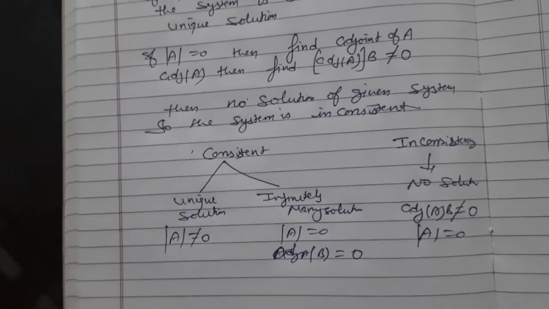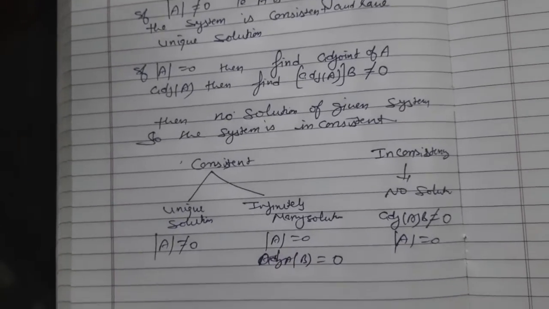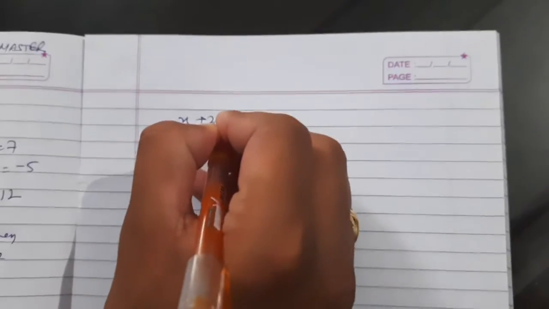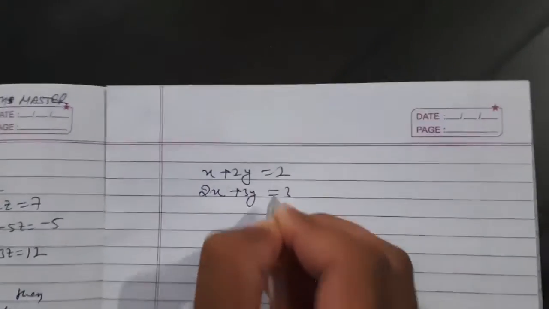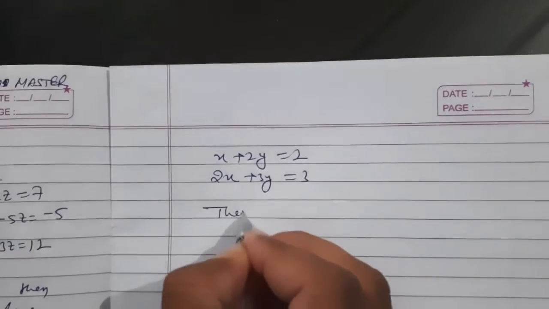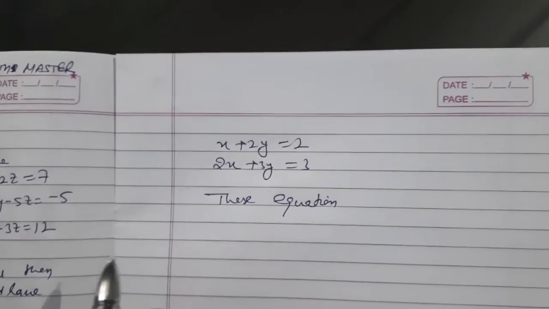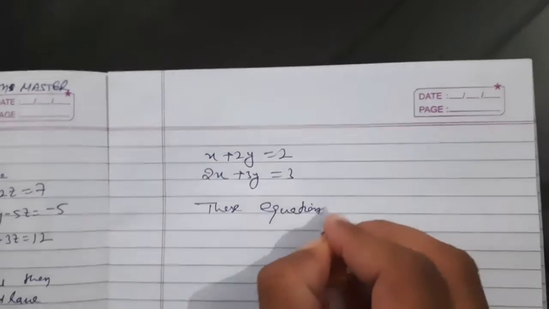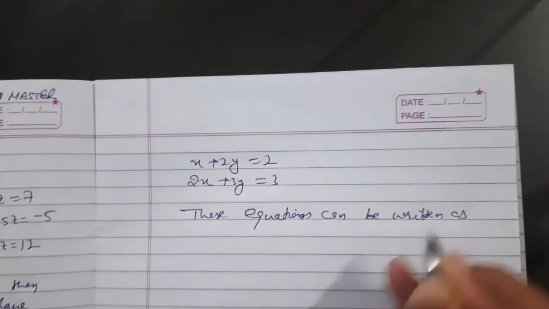Now I think you have an idea of the conditions to check consistency and inconsistency. Now let's discuss the first question. Let's write it as x plus 2y is equal to 2 and 2x plus 3y is equal to 3. Now these equations can be written as, each and every question of the matrix method starts like this.